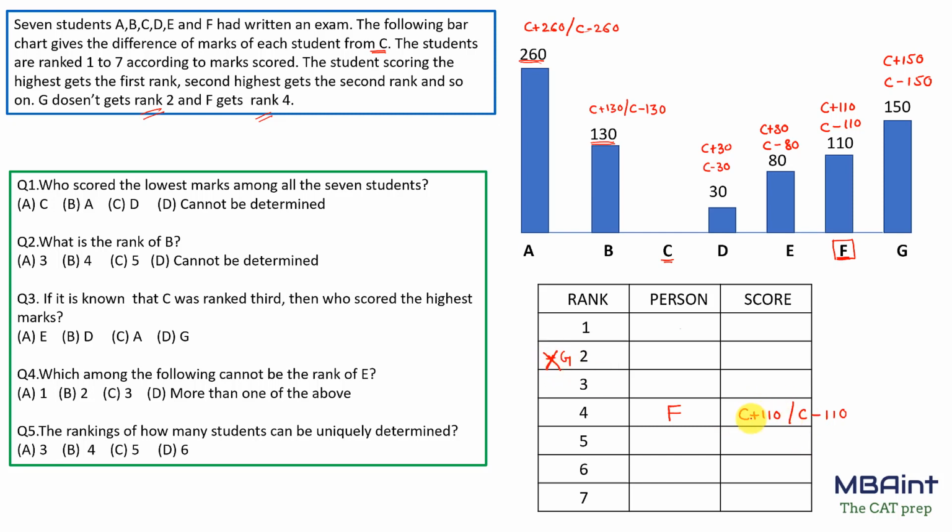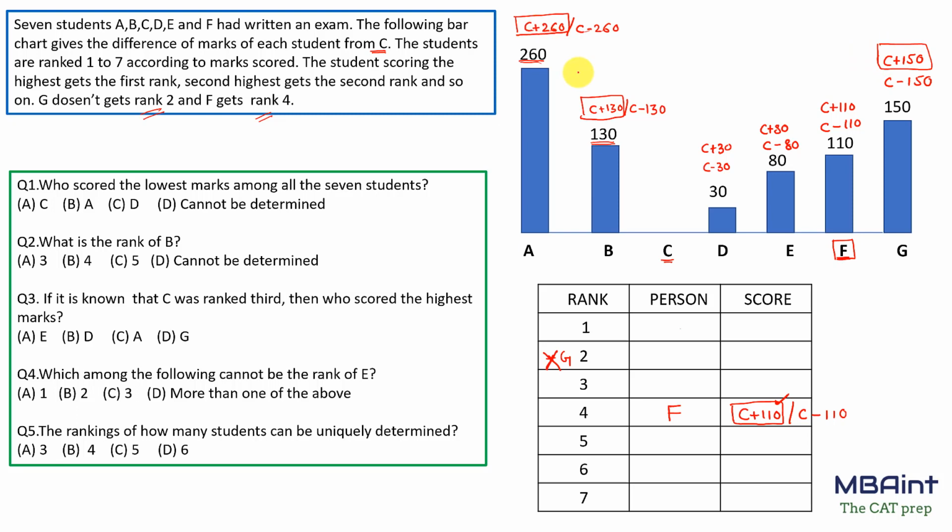Now let's see in each of the cases. When F equals C plus 110, the rank of C itself would be somewhere between 5, 6 and 7. Also we need to have 3 persons having a score more than C plus 110. Now let's see if that is possible or not. 3 persons more than the score of C plus 110. Yes, that is possible, if we take the score of A, the score of B, and the score of G.